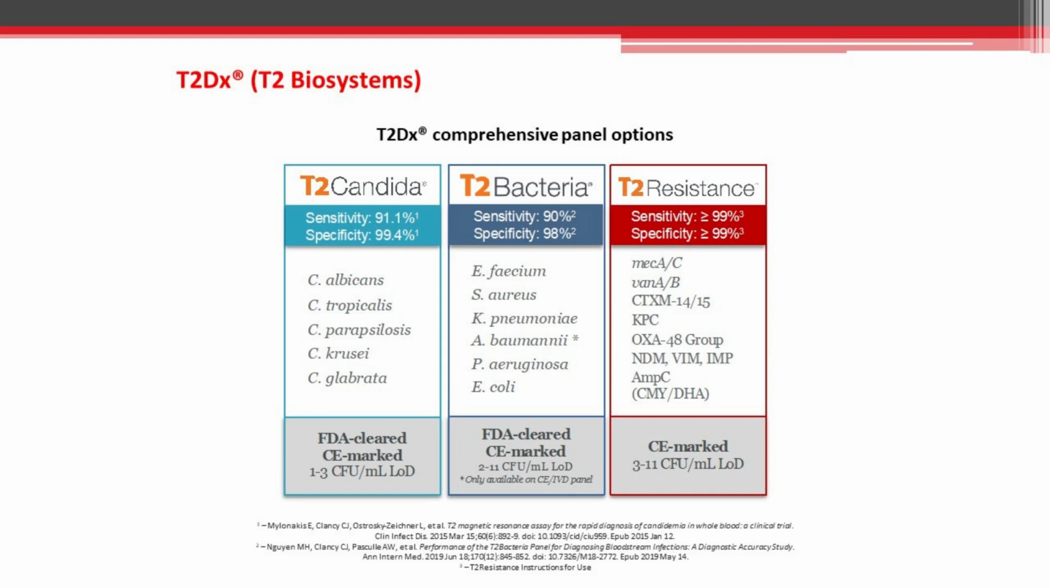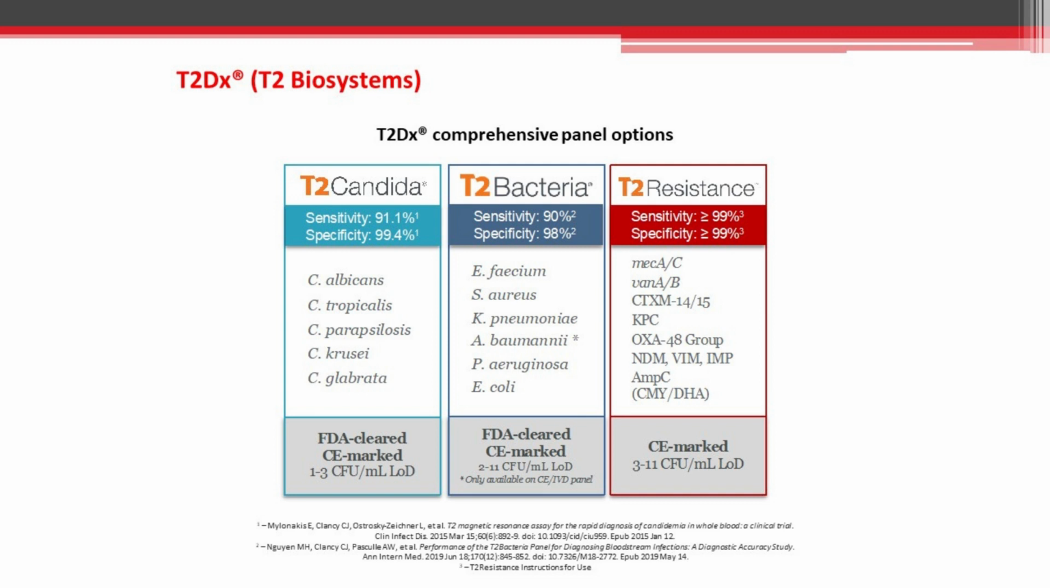Although T2 Biosystems has a pipeline with several different products that they will launch in the market pretty soon, today I would like to focus on three panels. The three panels are all CE marked, and those are the T2 Candida, the T2 Bacteria, and the T2 Resistance panels. As you can see in this slide, data from the literature show all three panels have really high sensitivity and specificity, with extremely low limits of detection.